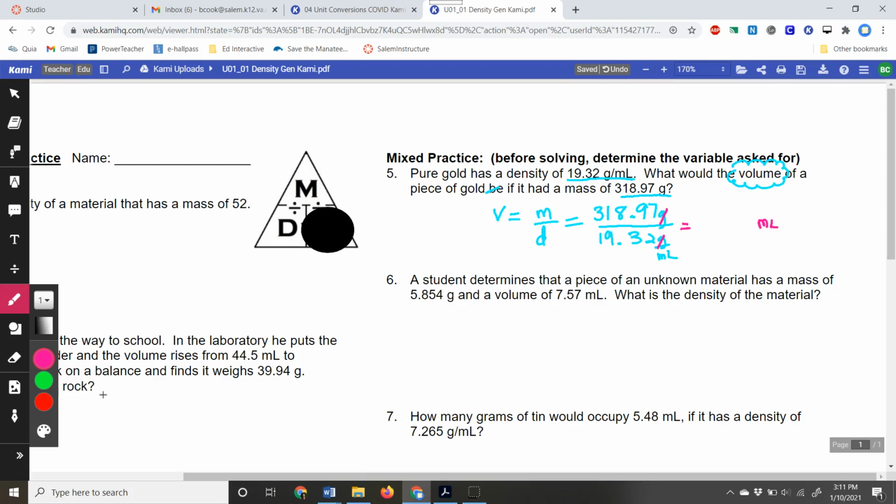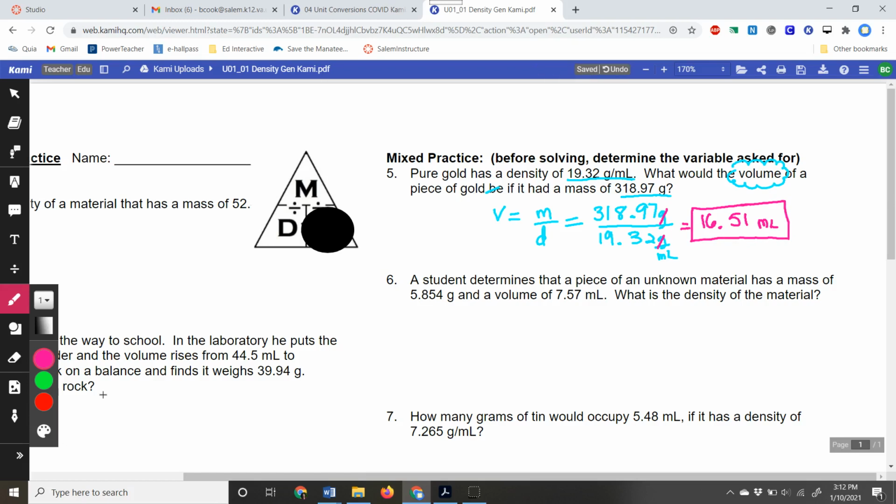So I want you to grab your calculator. I'm going to grab mine. We're going to do 318.97 divided by 19.32. For the purposes of this problem, we're just going to round to 2 decimal places. We're going to have 16.5, and if I round to 2 places, I get 16.51 milliliters. So notice how in this problem we used the density triangle to help us out.